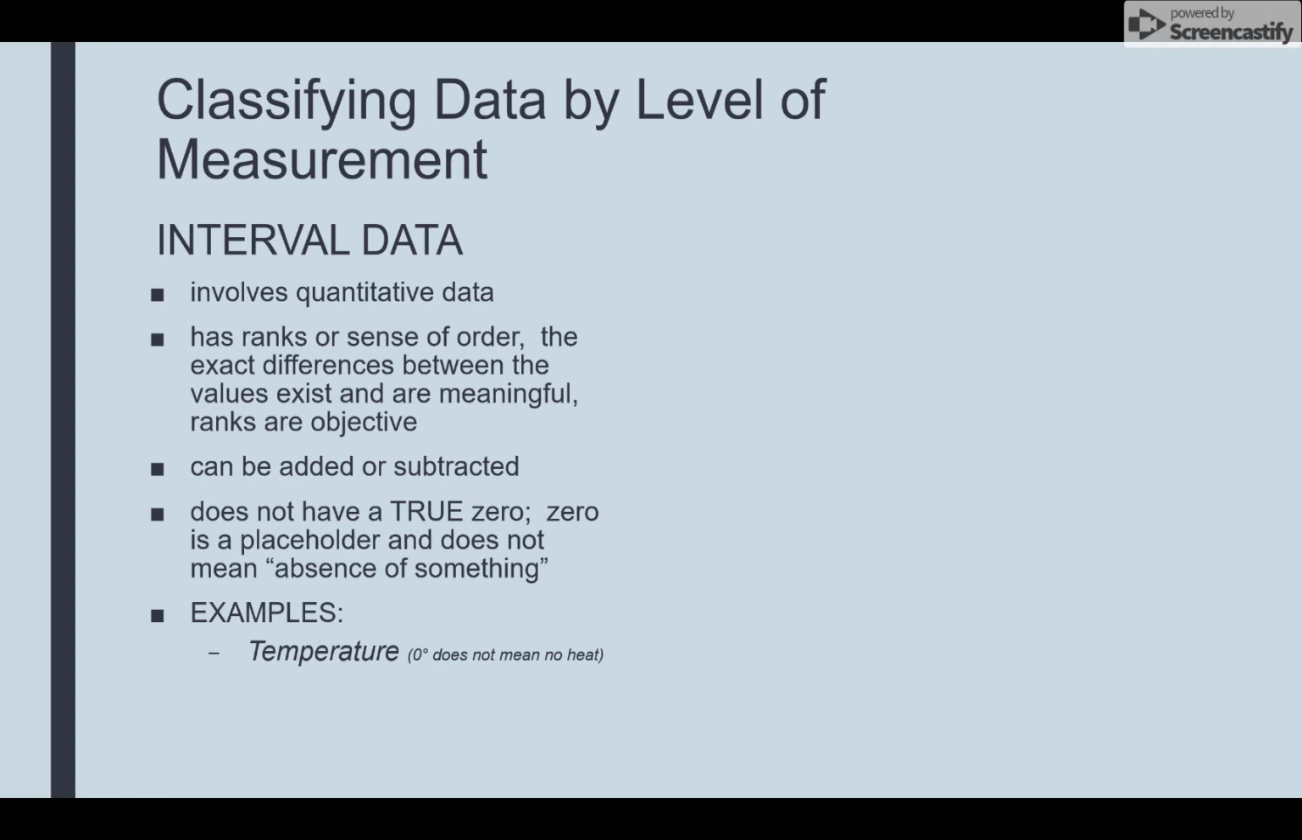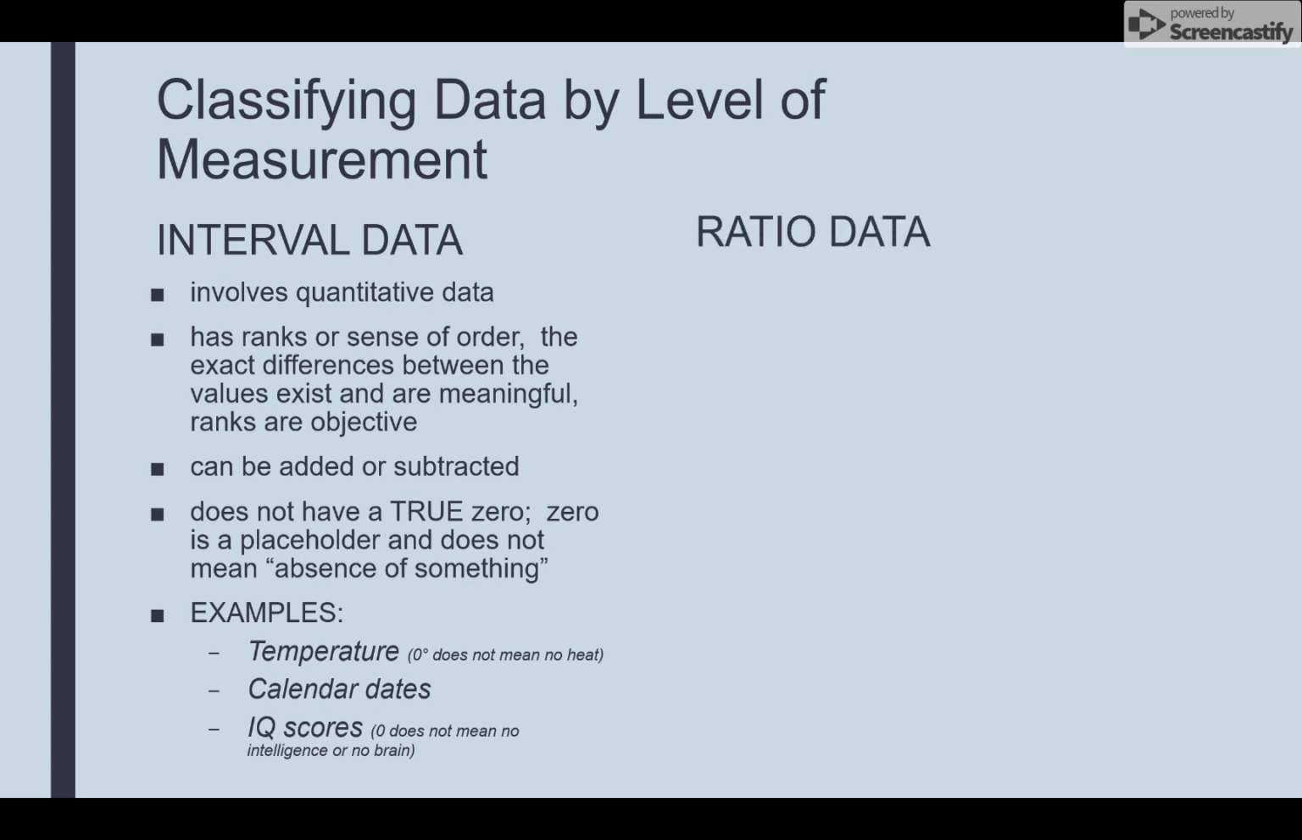Temperature is interval data. We know that 32 degrees is colder than 70 degrees, but 0 degrees does not mean there's no heat or no temperature. It simply means it's really, really cold. Calendar dates, IQ scores. Again, 0 does not mean you have no intelligence or no brain. It just means you didn't score very well.